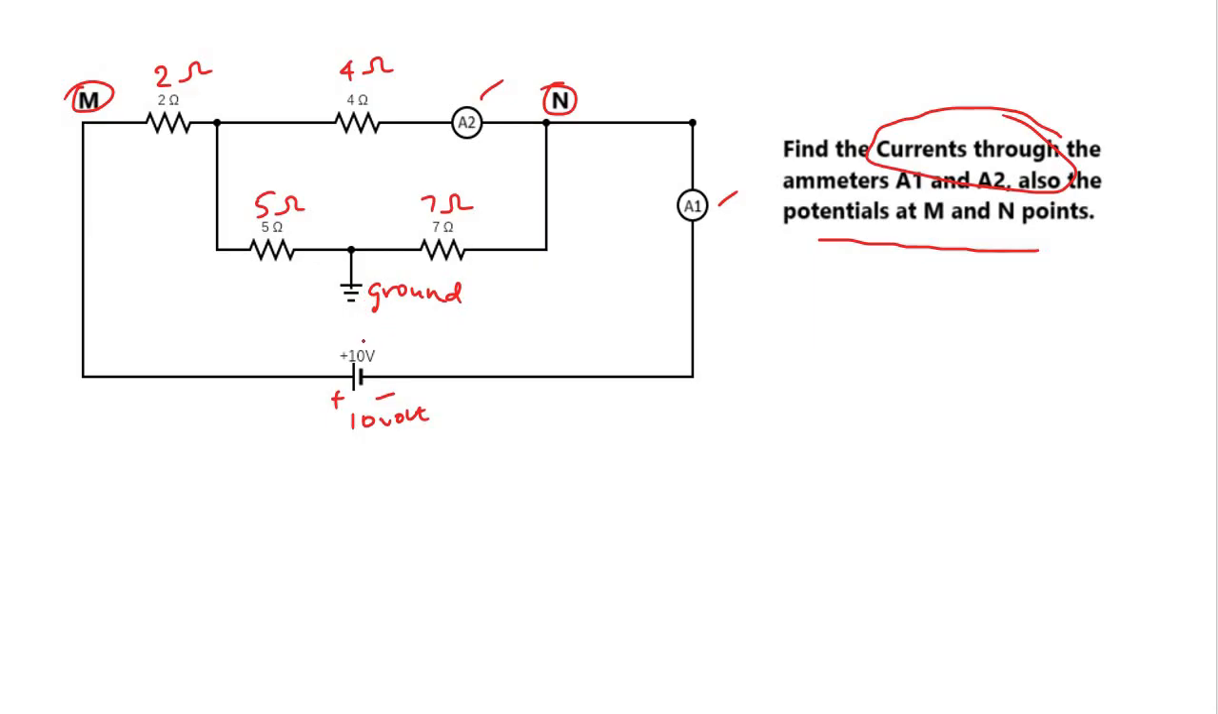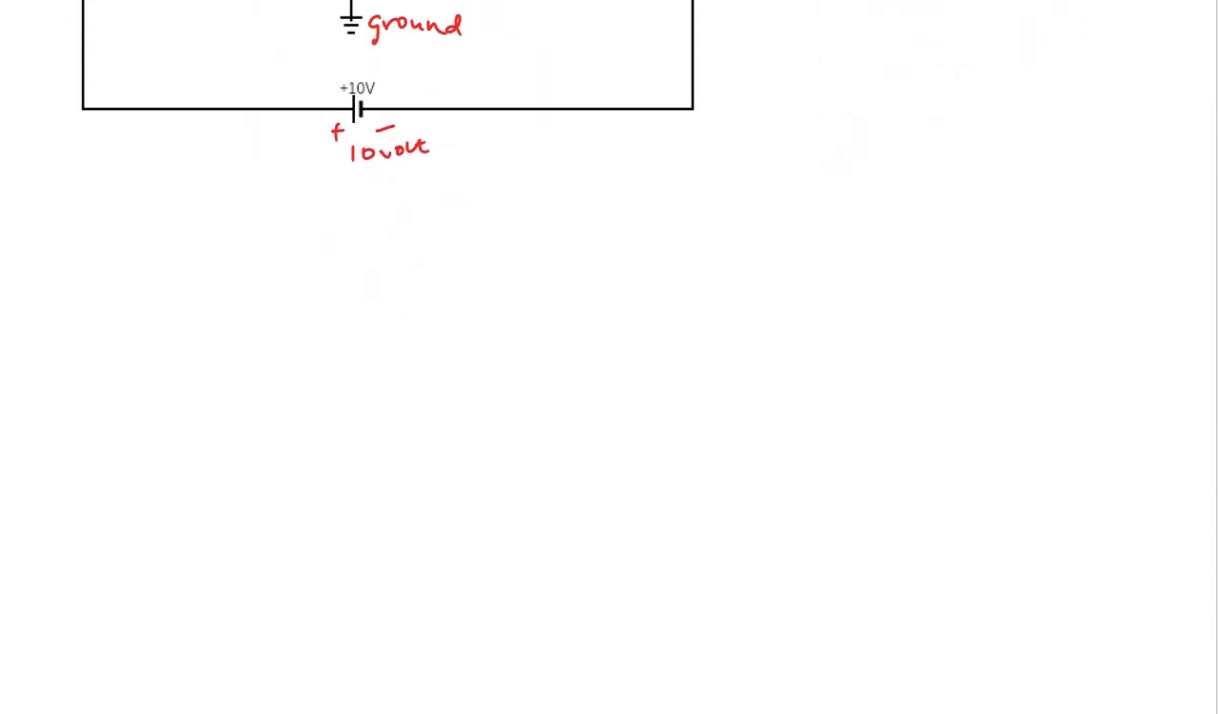Now, when we are finding the needed things, the A1 and A2 readings as well as the potentials, for the time being let us forget about the ground symbol, and we'll rewrite the remaining part of the drawing which is given, without the symbol of the ground, right?